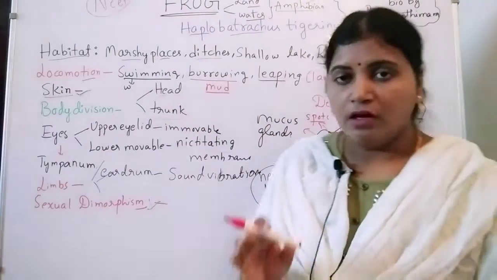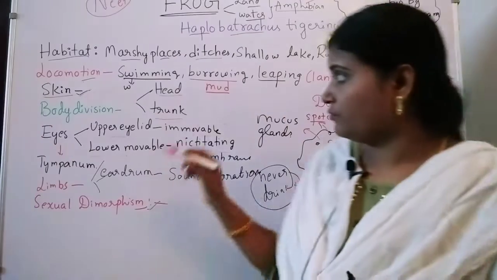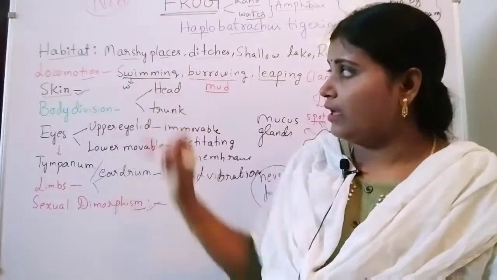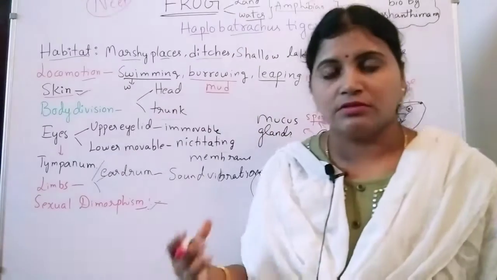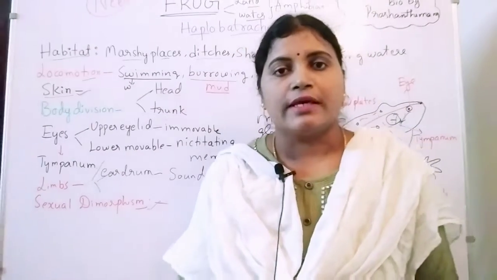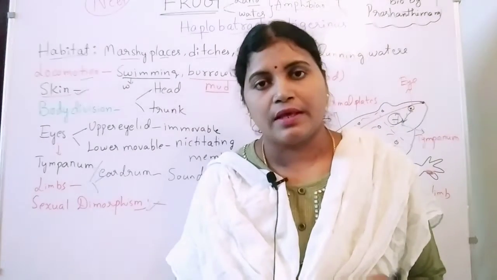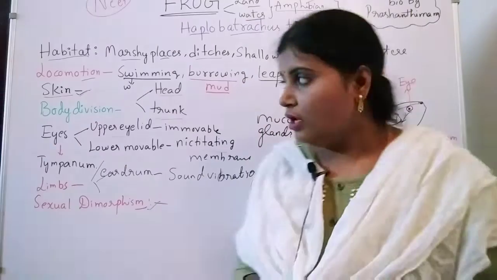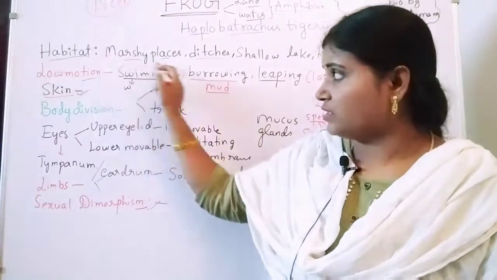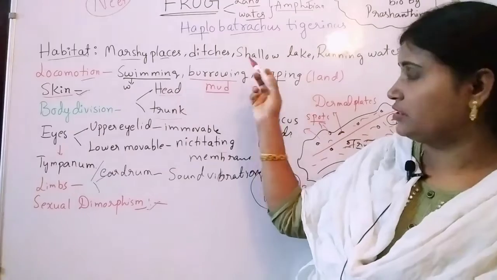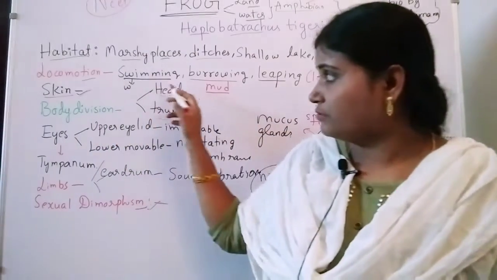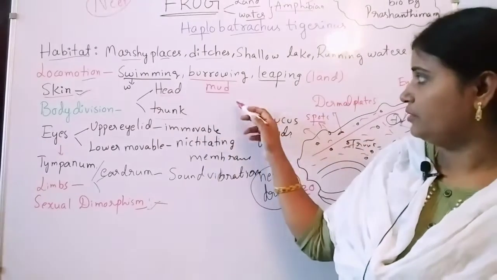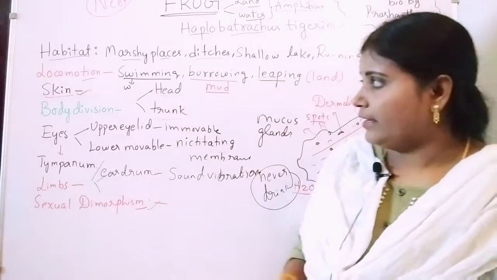So once again, go through the entire video. We have to see about the habitat, and the frogs are cold-blooded animals, meaning poikilothermic. They are able to change their body temperature according to their surroundings. After that, habitat: it lives in marshy places, ditches, shallow waters and running waters, and locomotion is through swimming in water, burrowing in mud and leaping on the land.